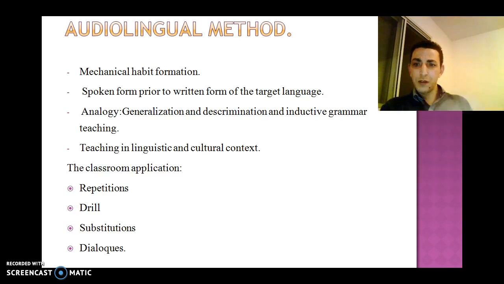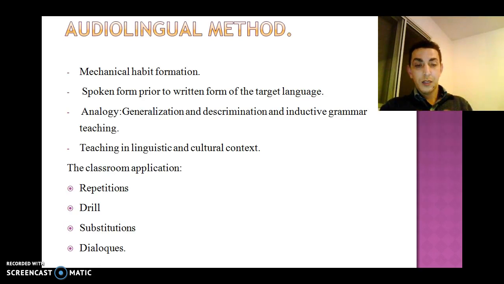It's based on habit formation, mechanical habit formation. Spoken language has the priority. The analogy, as mentioned at first, systematic comparison, the analogy between two different structures, and which means here inductive grammar teaching, and teaching in linguistic and cultural contexts.